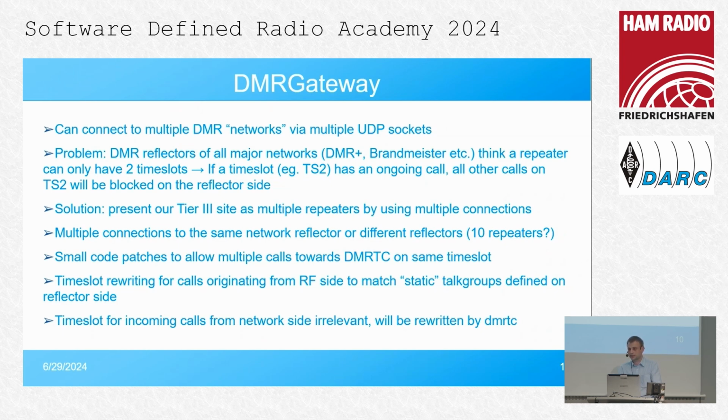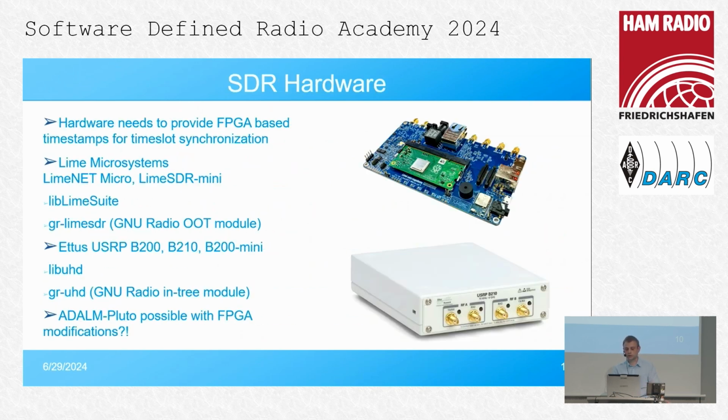Also, DMR gateway is slightly modified to allow 2 calls on the same time slot. Notably, for incoming calls from the network side towards the RF side, there is no need to rewrite the time slot because it will be assigned by the trunking controller, so it won't be statically allocated, but instead based on resources.